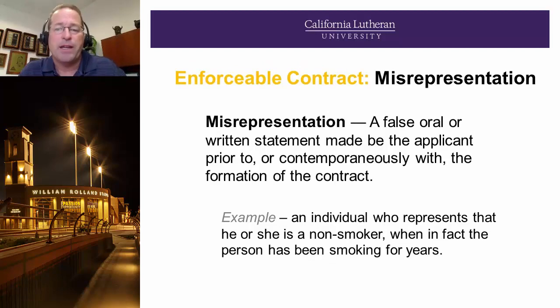So on the void side, a contract that is entirely without legal effect and therefore unenforceable by either party. An avoidable contract is a contract that can be affirmed or rejected at the option of one of the parties but is binding on the other party.